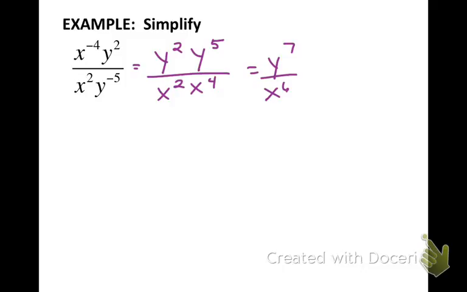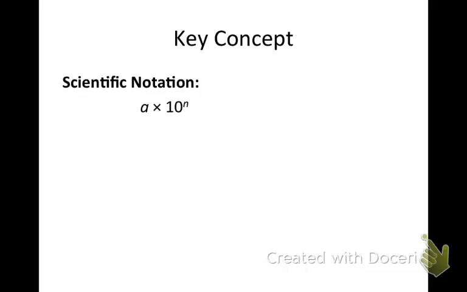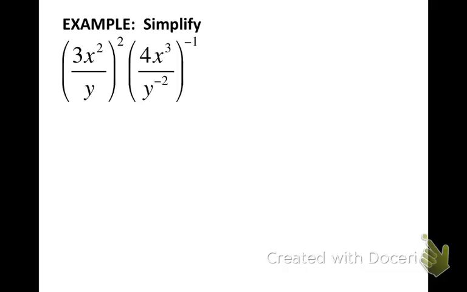Yeah? We could have subtracted. We could have done a negative 4 minus 2, which would have gotten us x to the negative 6. And then we could have done a 2 minus a negative 5, which would have got us y to the 7th, which then we could have taken to y to the 7th over x to the 6th. Either way, it will get you there. All right, we feeling pretty good with these? See if you can do this last one on your own. Then we'll do scientific notation.